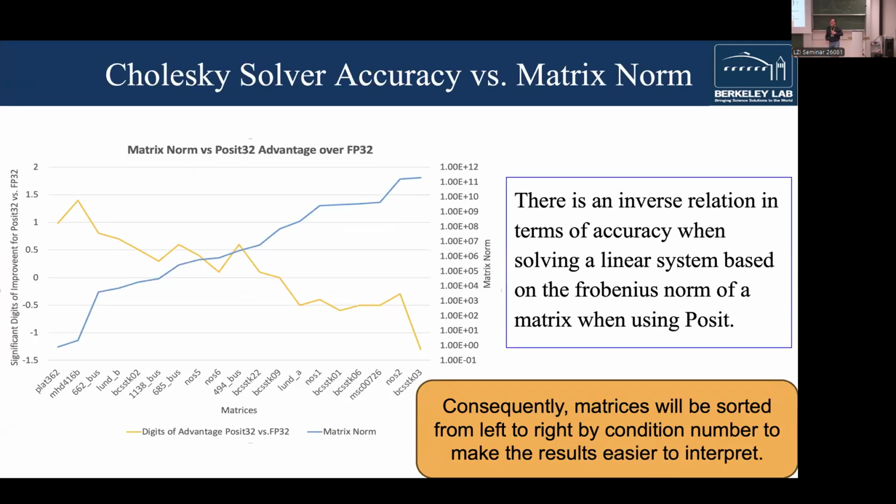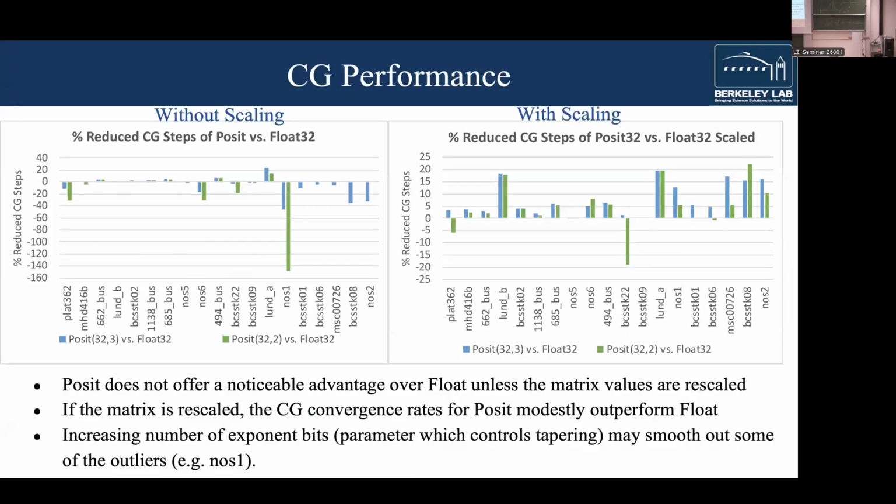It's also the case that there's this inverse relation in terms of accuracy, solving linear systems based on the norm, which is kind of representative of the condition number of the matrix. So we'll also sort the matrices from the Matrix Market according to their matrix norm, just to make it easier to read off the data. If you look at conjugate gradient, we created an emulation library, and students taking the linear algebra course implemented all of their linear algebra algorithms as they went through the class.